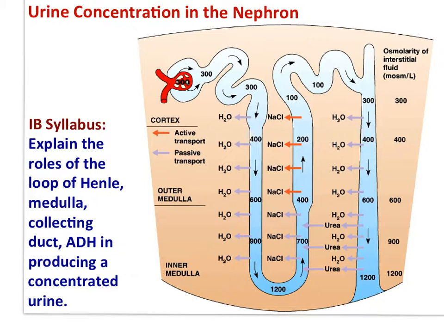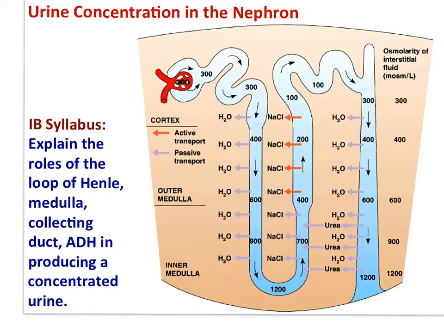One other thing to notice before I start in on an explanation: the light coloration of the diagram in the cortex indicates that the interstitial fluid within the kidney, surrounding all of the tubules in the cortex, is relatively dilute, hypotonic. The dark coloration in the medulla indicates that the interstitial fluid surrounding the tubules is relatively concentrated, hypertonic.